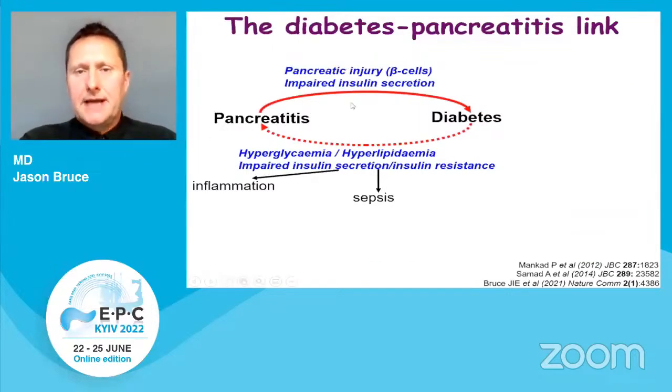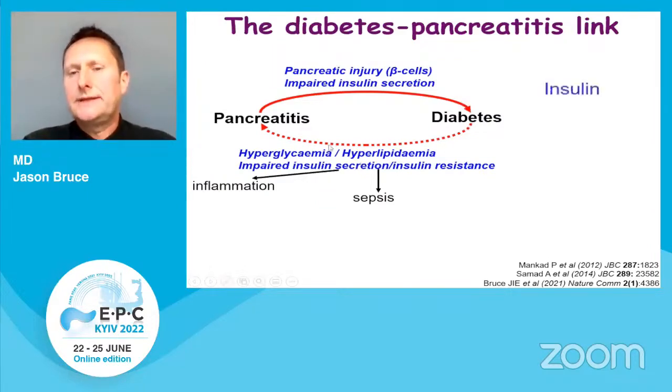There's a very strong link between diabetes and pancreatitis, not least because pancreatitis causes collateral injury of the pancreatic beta cells, which leads to a loss of insulin secretion, and this is known as type 3C diabetes. There's also evidence that pre-existing diabetes can make pancreatitis worse, and the mechanism for this was unclear, as it could be due to impaired insulin secretion or it could be due to hyperglycemia.